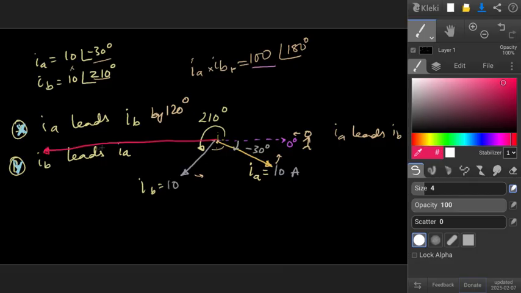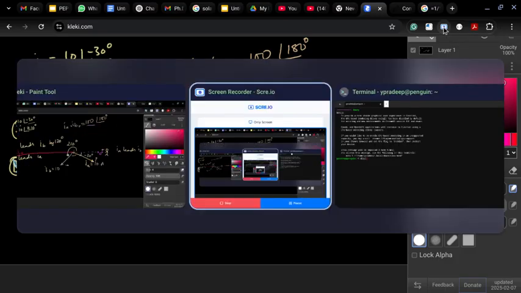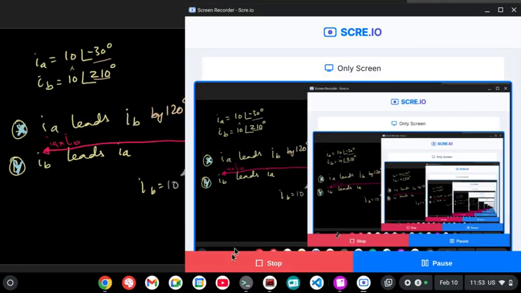Let me take a red color. We actually get something like this. This is IA into IB. The angle will be 180 and the length will be 100. Anyway, it is a meaningless quantity, but just for mathematical sense, I thought I would show you. Okay, I will stop recording here.